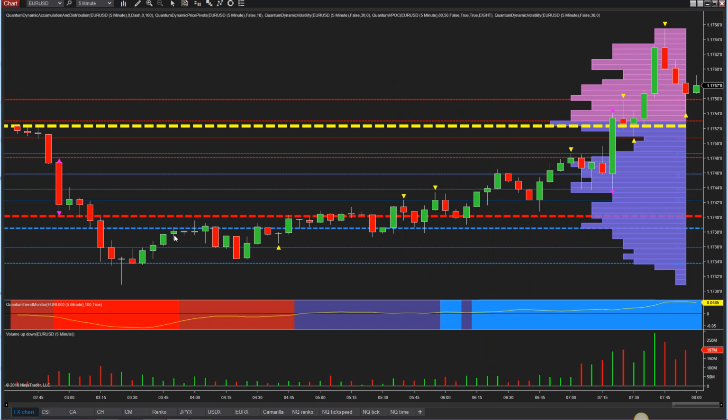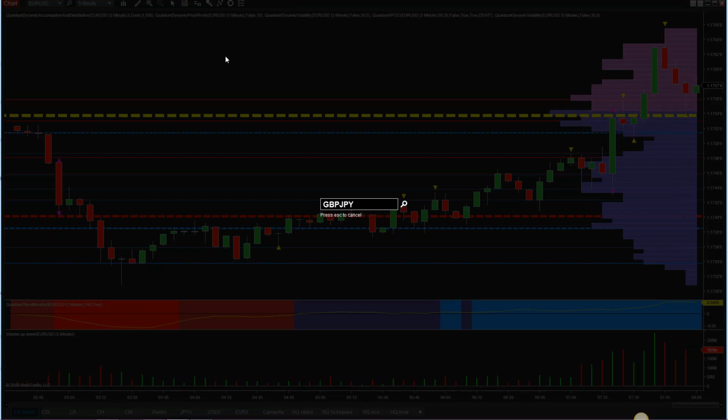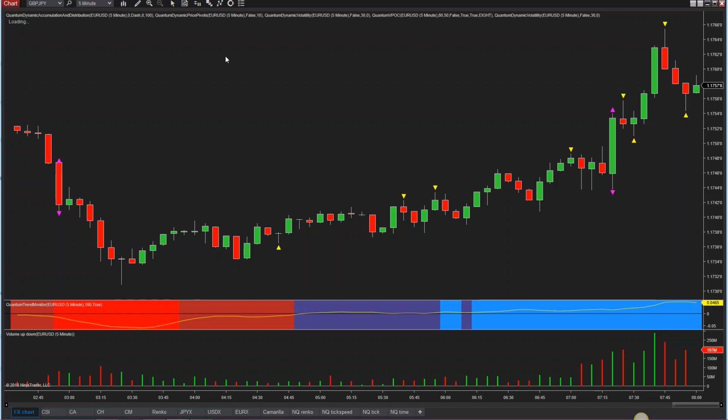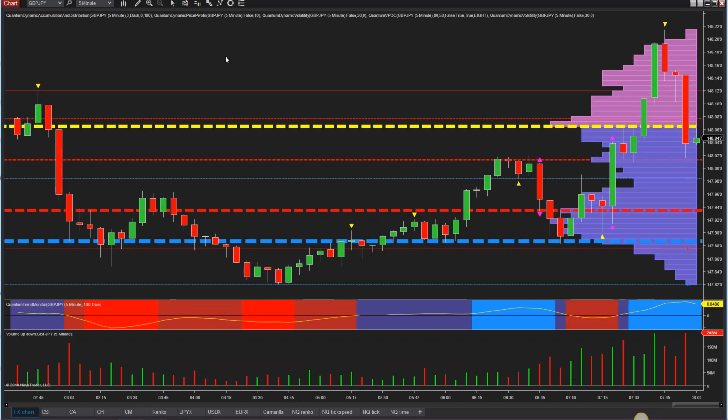In fact, let's just put the pound yen up for a moment. Let's change that over to the pound yen. One of the nice things about NinjaTrader is you just literally type the currency pair on top of the chart, and it switches across.